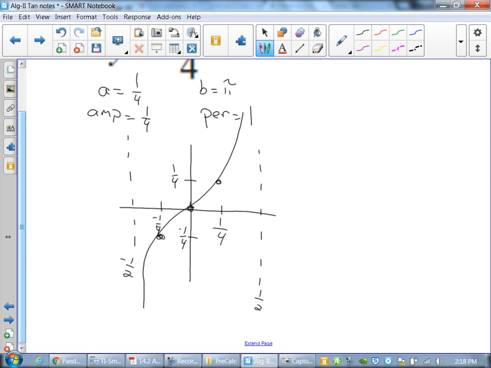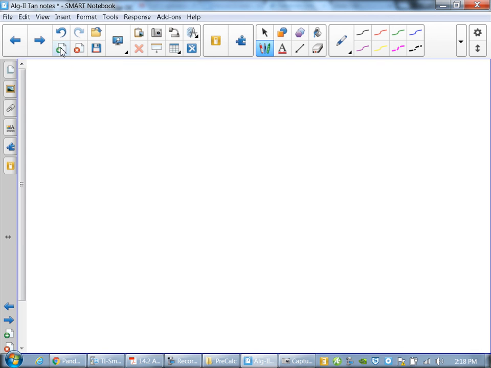Okay, shall we start shifting? When you shift tangent, what do you think I'm going to add in? h and k. What do you think it's going to look like? Same as sine and cosine. Correct. Nice. Don't forget the quotation mark judging.